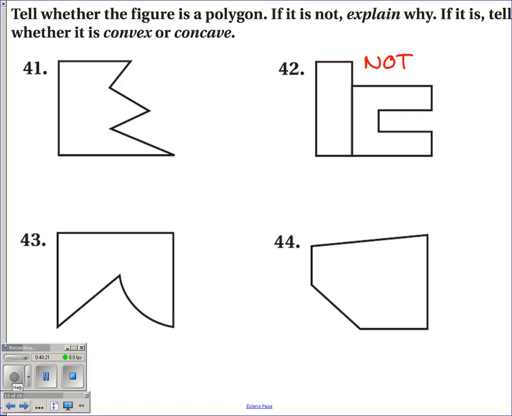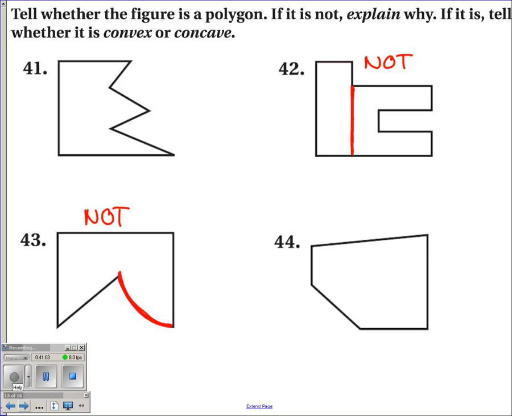Why not? Because of this segment right here that's going through. If that were not there, then we actually could say that this is a type of polygon because it does have all segments. But this goes in. It's actually two polygons put together. 42 is not. 43 is also not a polygon. And again, the reason why is that polygons are made up of segments, and we have part of a circle here, this curve. And so this is the reason why this is not a polygon.